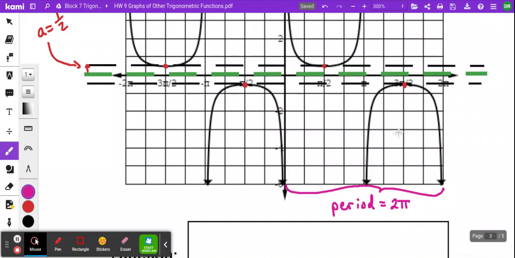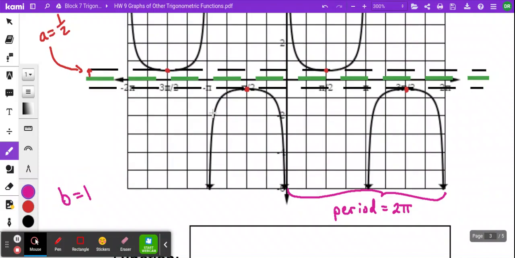And then we start asking ourselves, is that different from what the graph of secant or cosecant would be? Well, because secant and cosecant are based off of sine and cosine, they actually have the same period as sine and cosine. So since the period has not changed, we do recognize that b is going to equal 1 on these.